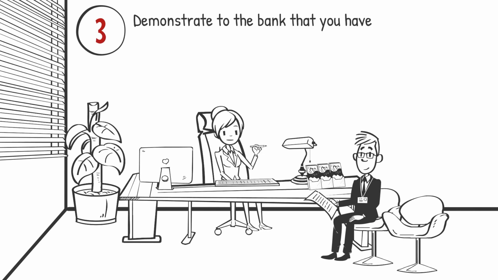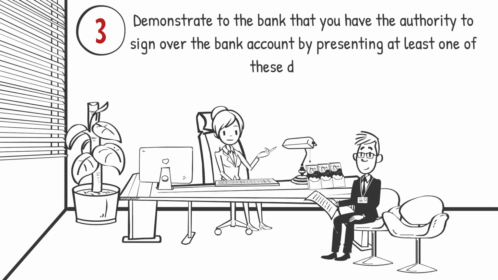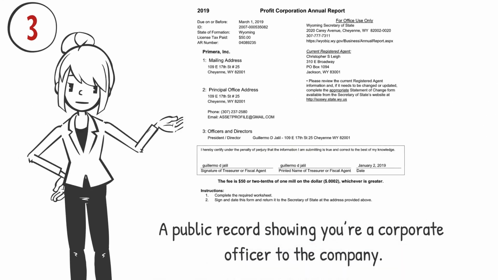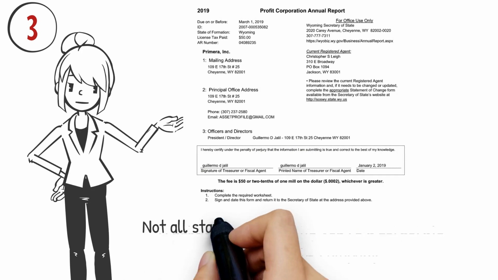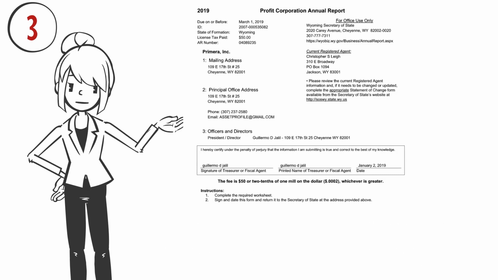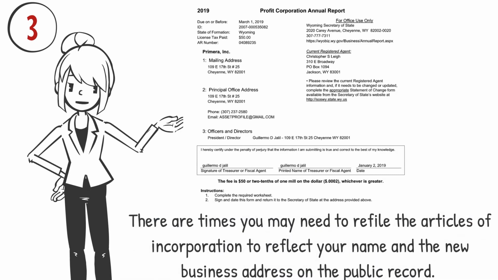3. Demonstrate to the bank that you have the authority to sign over the bank account by presenting at least one of these documents. A. A public record showing you're a corporate officer to the company. B. Not all states report the names of the corporate officers or the names of the LLC manager. You may need a signed statement from the incorporator that you're the new owner of the company. C. There are times you may need to refile the articles of incorporation to reflect your name and the new business address on the public record.